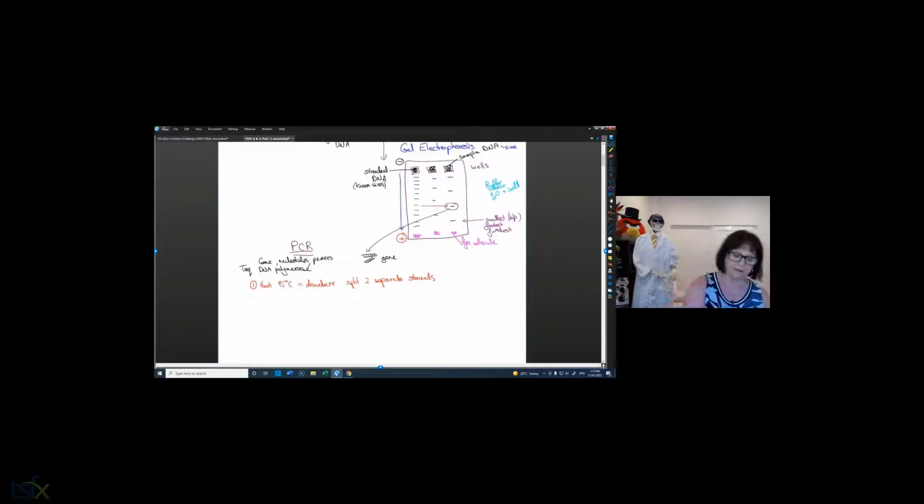Then the machine cools itself down to about 50 degrees. This is called the annealing stage. Because what's happening here, this is where those primers, those little pieces of DNA, are going to attach to the 3' ends of each strand. So we've got our starting blocks, if you like.